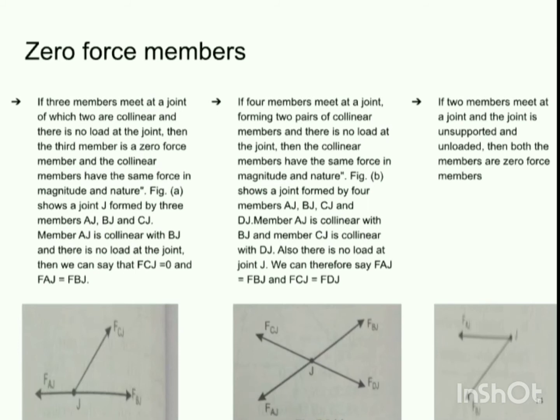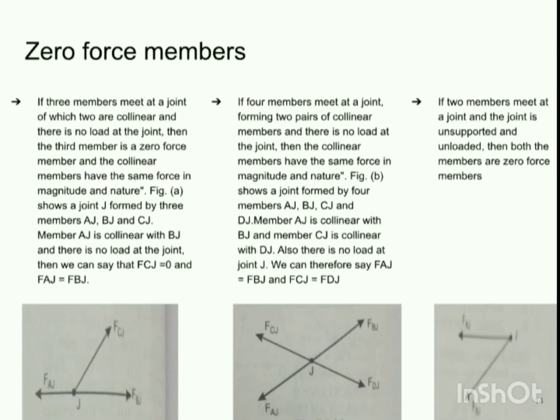But in this case, there is no external force acting at joint J, that is why Fcj will be equal to 0. Second case, you can see again there's a joint J, and in the second example there are four forces which are acting in different directions, but you can observe that the line of action of these two forces, say for example Faj and Fbj, is the same, but they are acting in opposite directions.